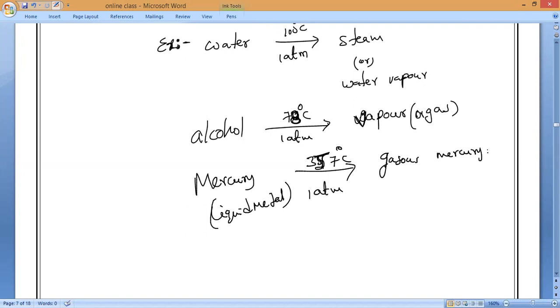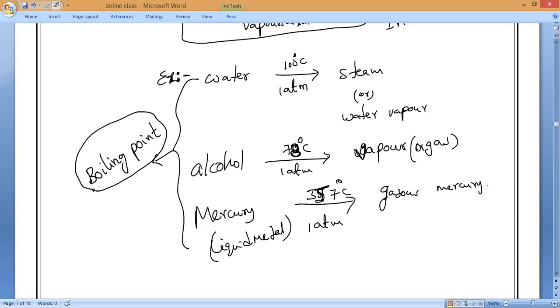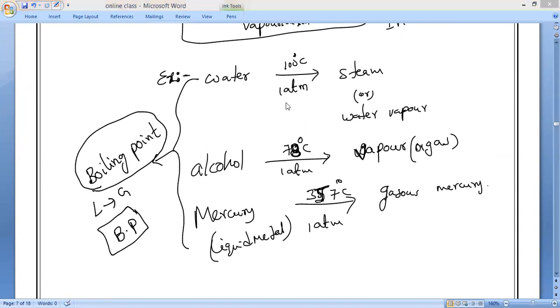Here also, different substances have different temperatures at which they convert into the gaseous state. At that temperature only, what do we call it? Boiling point. Boiling point means the particular temperature at which a liquid converts into gaseous state, which is represented with BP. BP means boiling point. Does every substance have the same boiling point or a different boiling point?